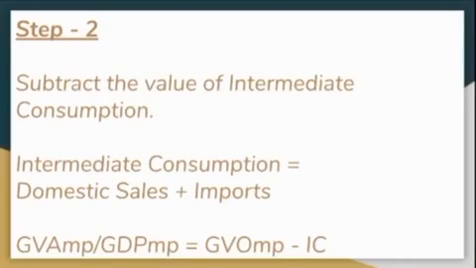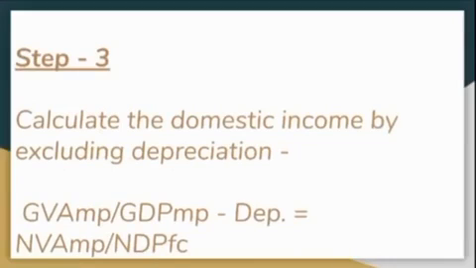Now second step is that subtract the value of intermediate consumption. So intermediate consumption, what we have seen, comprises of domestic sales plus imports. So once we get the value of intermediate consumption, we have to subtract it from gross value output that we have found in step 1. And by doing this, we will get the value of GDP-MP, that is gross domestic product at market price.